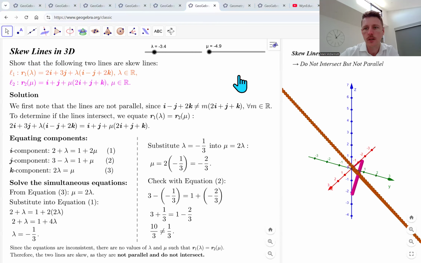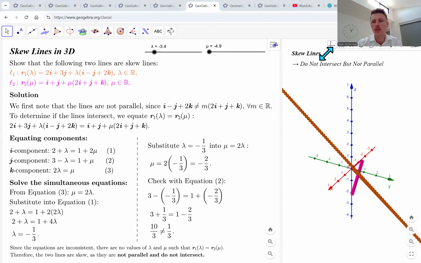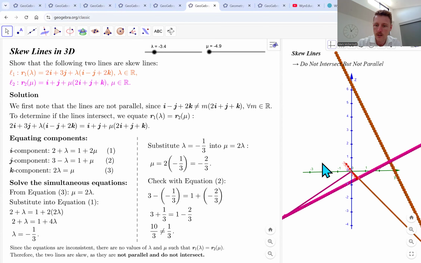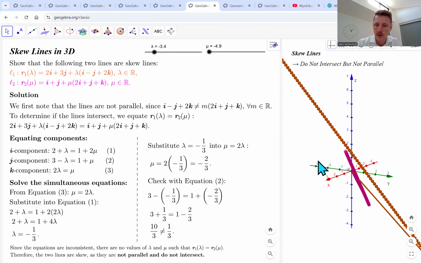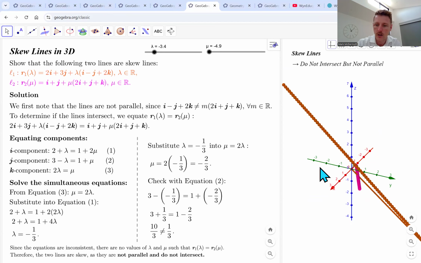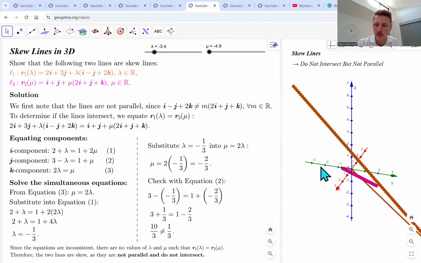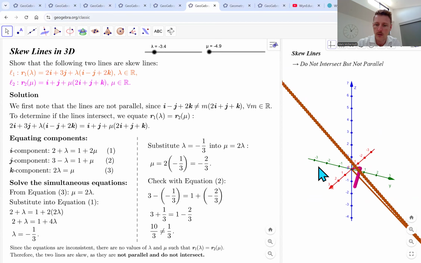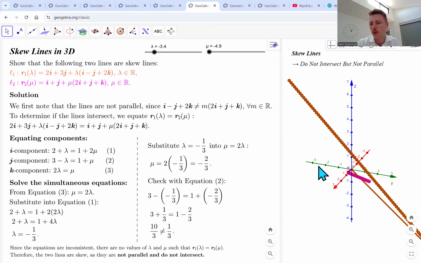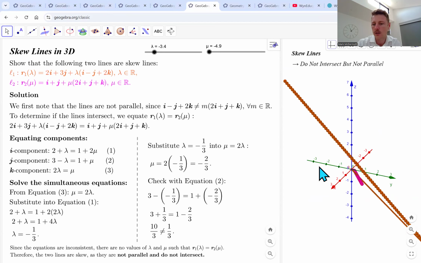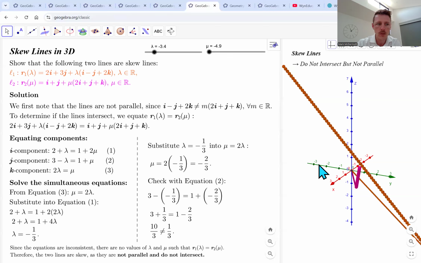Skew lines. Okay, so again, you're going to need to know a little bit about what a skew line is. A skew line is a unique case in three dimensions where the lines aren't parallel, but they don't intersect. So you can see here, just to get an idea, I've traced this pink and this orange one out already. Skew lines, clearly they're not parallel, but they also don't intersect, which can only happen in three dimensions, or maybe in higher dimensions, but certainly can't happen in two dimensions.